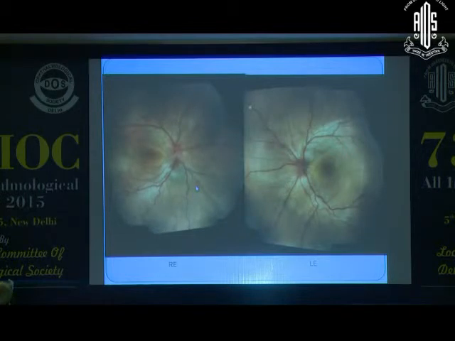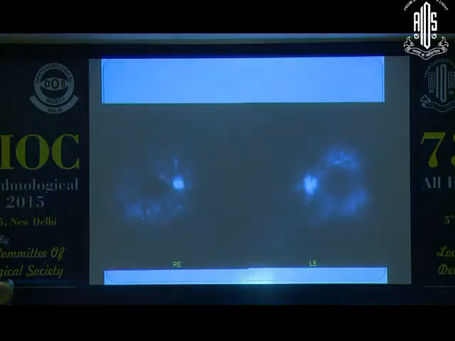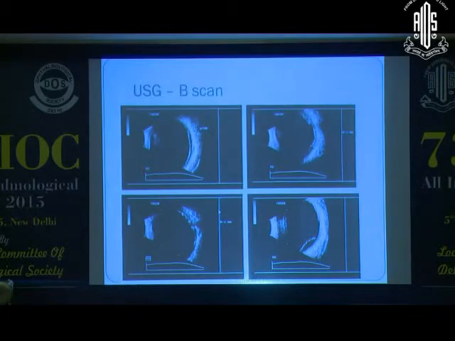Okay, so there was an impression of VKH syndrome. The patient was advised ultrasonography and FFA and an urgent IVMP after physician clearance. This was the FFA photograph. As you can see over here, there was a diffuse leakage. This is a late photograph with multiple pockets of fluid. And the B scan showed serous retinal detachment.